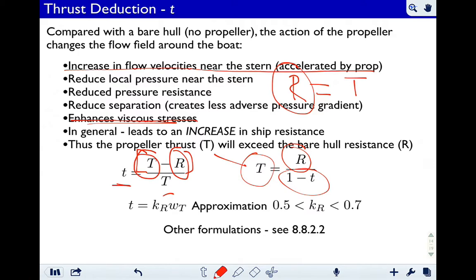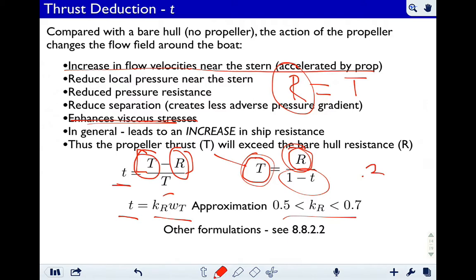Now T is pretty tough to get at. It's definitely tougher than wake fraction to get at. There's a couple different approximations. There's one here of linking the thrust deduction to the wake fraction that we just talked about, with that coefficient Kr being in this range, 0.5 to 0.7. So T might be somewhere around 0.2, and that indicates here that our thrust is equal to the bare hull resistance divided by 0.8, whatever that works out to, about 1.2. So thrust would be about 1.2 that of the bare hull resistance.